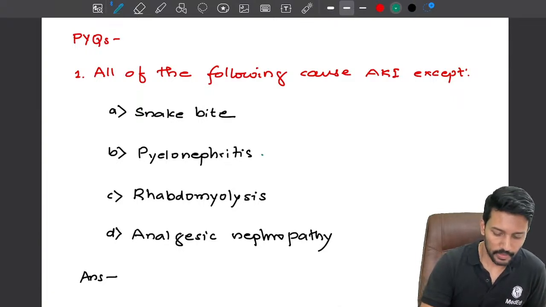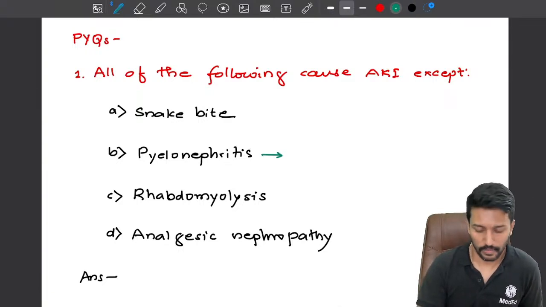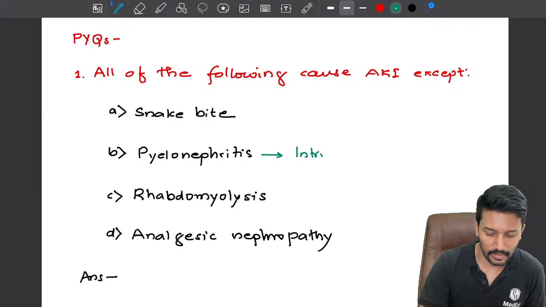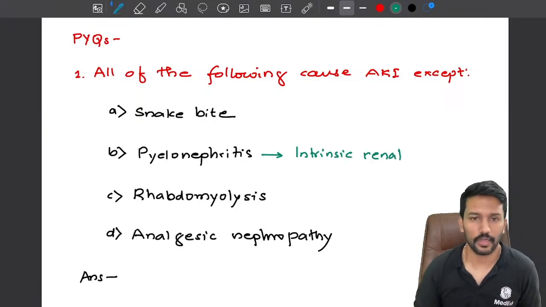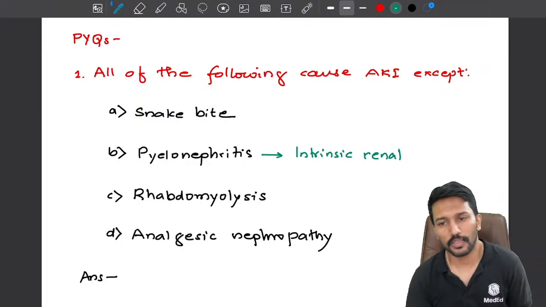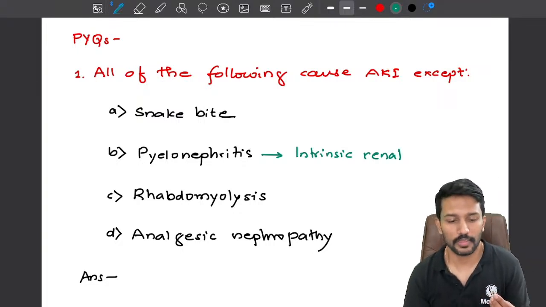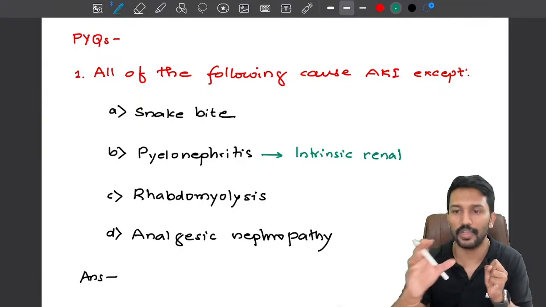Okay, pyelonephritis, we know it is an acute kidney injury. That too, which one? Intrinsic renal type of acute kidney injury, right? Can rhabdomyolysis cause acute kidney injury? What is rhabdomyolysis? Lysis of the muscle, right? Damage to muscle and muscle proteins will be leaked.